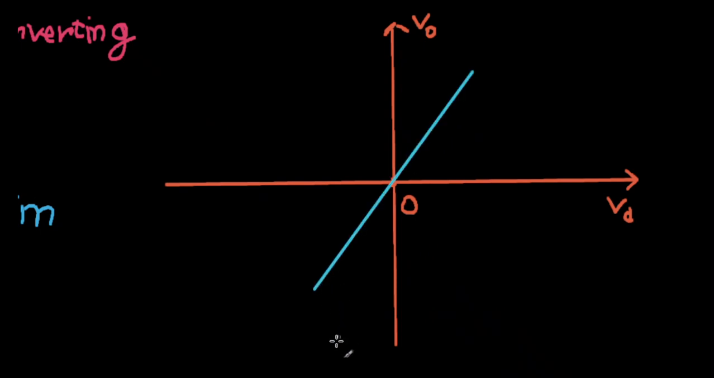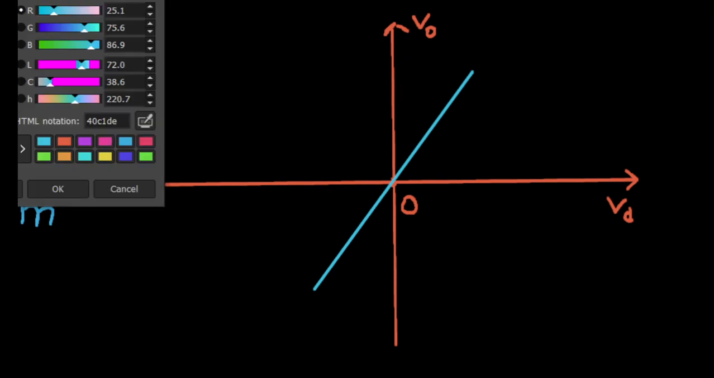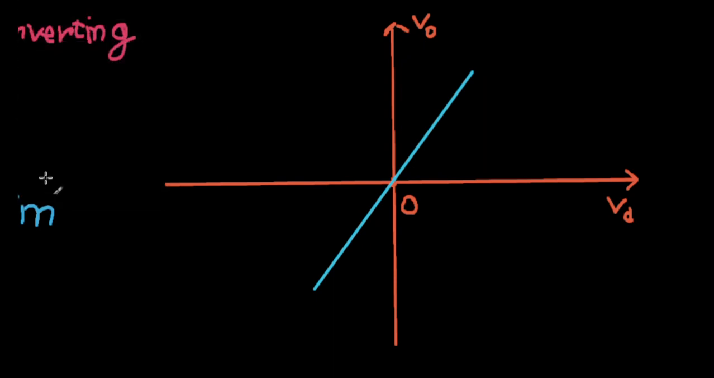But it doesn't go on forever. It actually flattens out on both the positive and negative sides after this linear region. So here it flattens out and becomes constant, just a horizontal line.